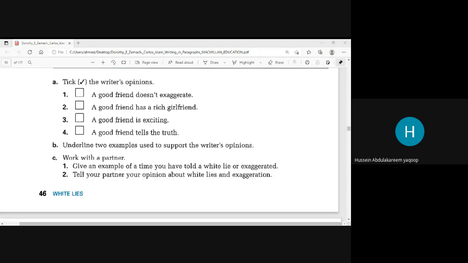So to have a friend, you must be rich? Yes, Fatma Mushtaq. No, doctor, it's not related to the passage. It is not mentioned in the passage. Correct. Okay, next one, number 3.